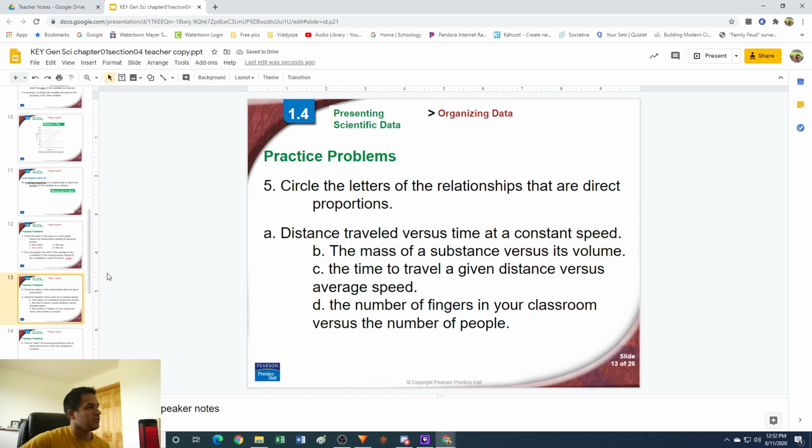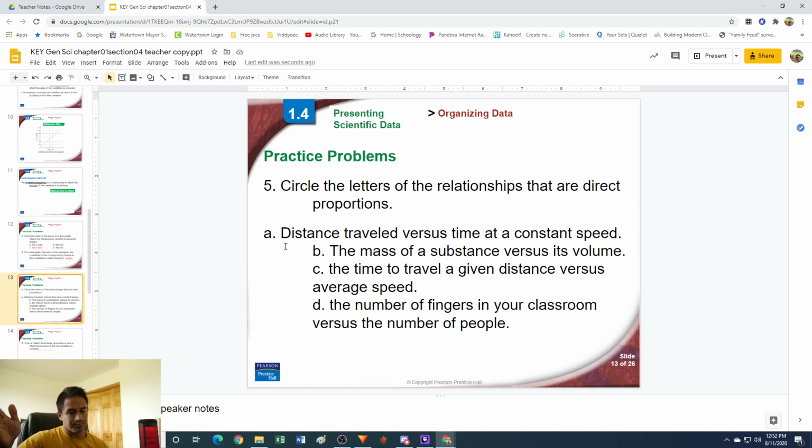All right, number 5, circle the letters of the relationships that are direct proportions. So remember, direct proportions are things that when one of them is affected, the other one is affected in the same way. So if one thing goes up, the other thing goes up. If one thing goes down, the other thing goes down. So let's take a look. Distance traveled versus time at a constant speed.